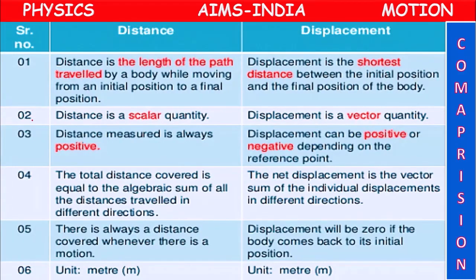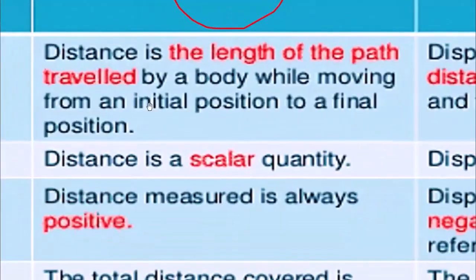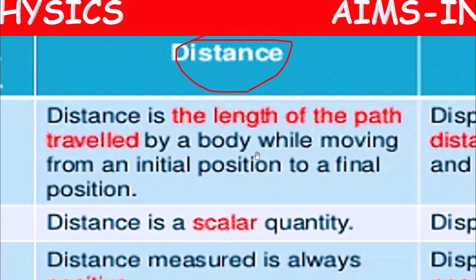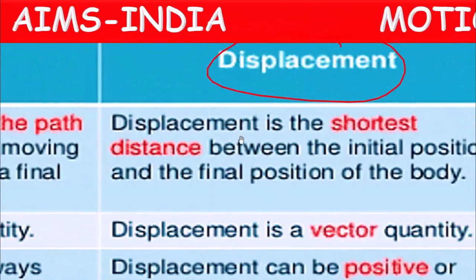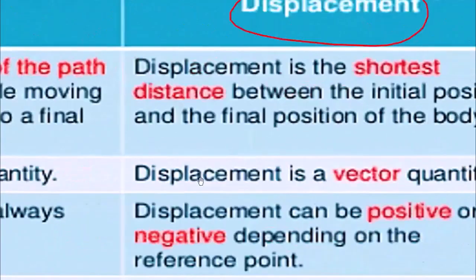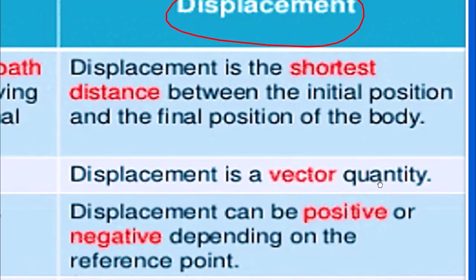Next. Let's compare the two quantities, distance and displacement. Distance means the length of the path traveled by a body, the total length of the path. Displacement is the shortest distance between the initial position and the final position. Distance is a scalar quantity. Displacement is a vector quantity.